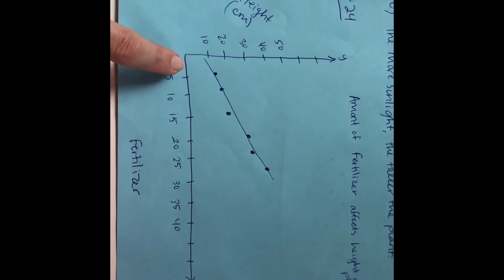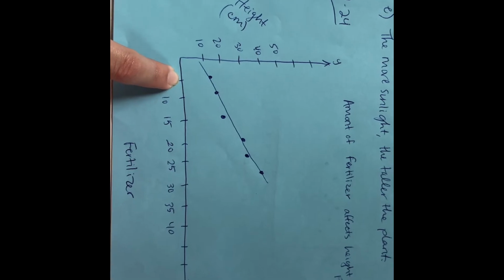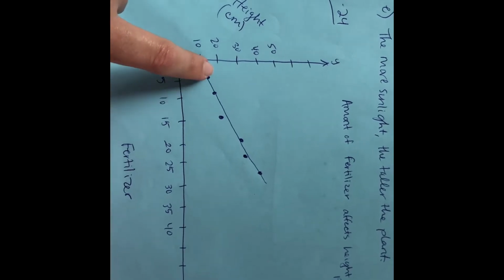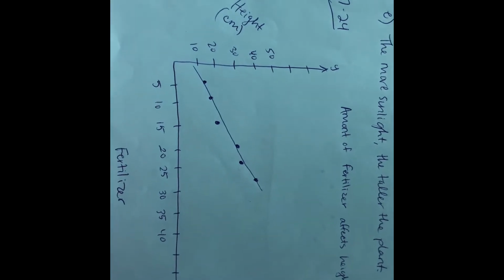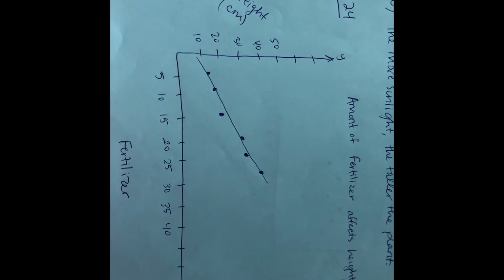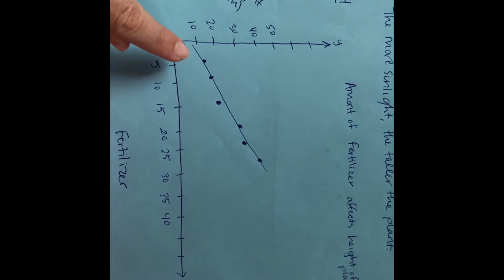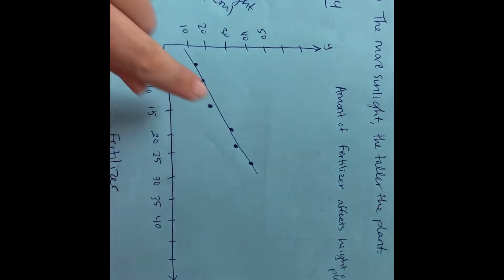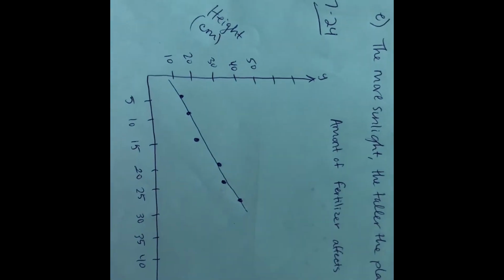So then I just graphed the points. The fertilizer was my x, and the plant height was my y. And here's all my points. And then I actually put a line of best fit, just to show the trend, the upward trend of the scatter plot. All right.